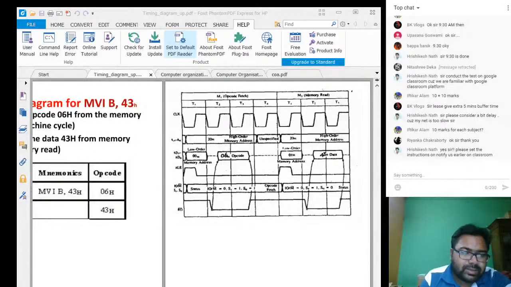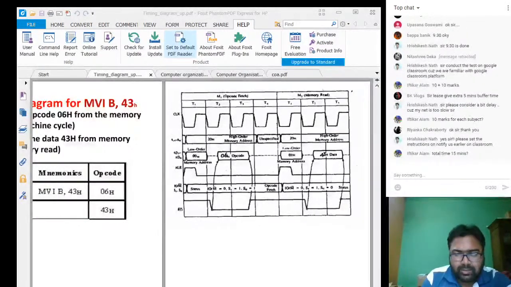Yes, I will set the instructions, which means it will notify you before, and then you will get the forms. The instructions will be there along with the Google form. So please be very specific, and please synchronize your clock according to Google time.